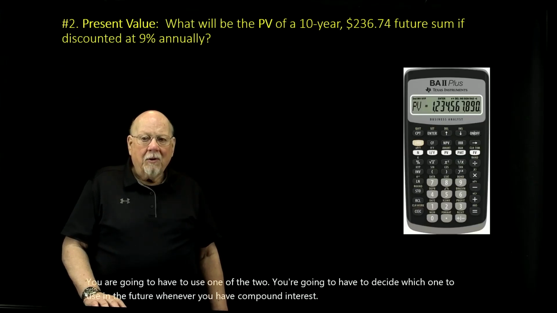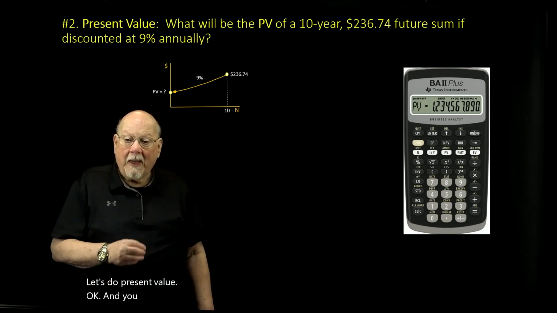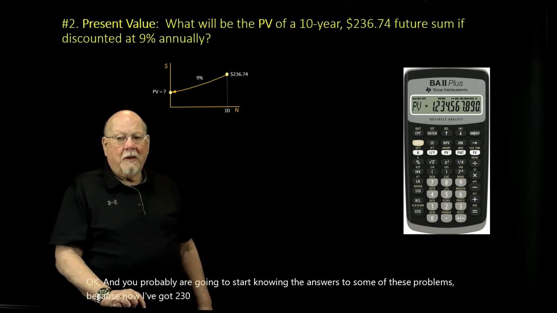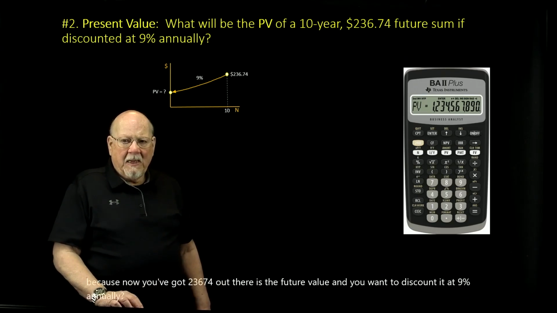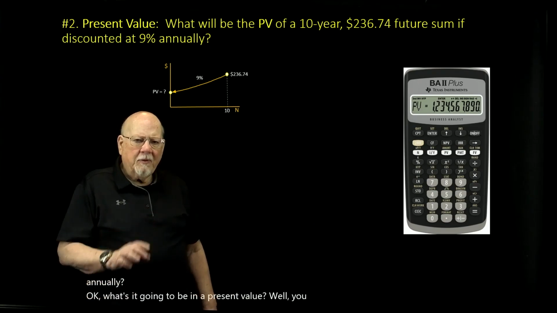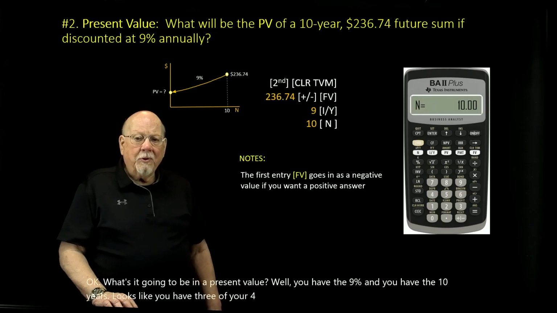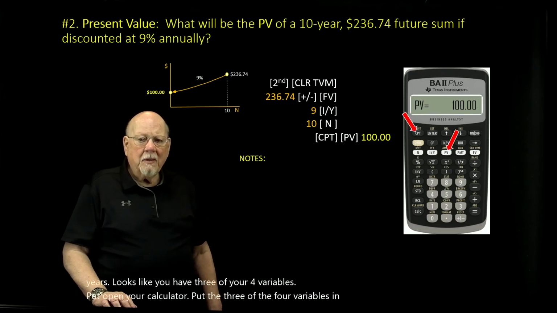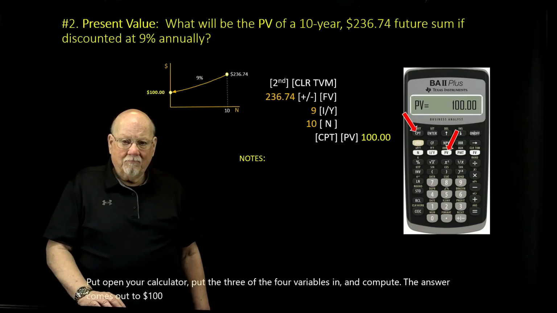Let's do present value. Okay. You probably are going to start knowing the answers to some of these problems, because now you've got 236.74 out there as the future value, and you want to discount it at 9% annually. Okay. What's it going to be in a present value? Well, you have the 9% and you have the 10 years. Looks like you have 3 of your 4 variables. Open your calculator, put the 3 of the 4 variables in, and compute the answer. Comes out to $100. No surprise there.